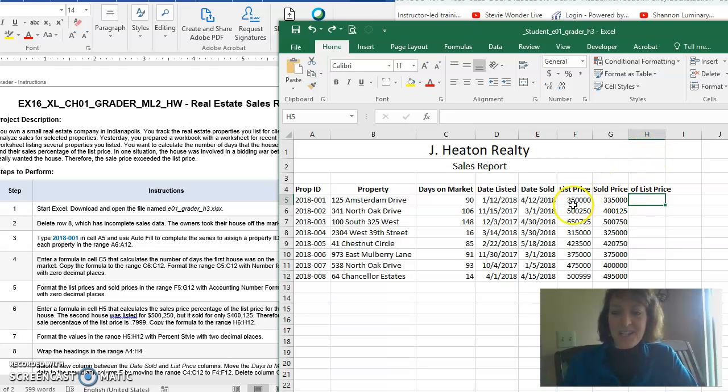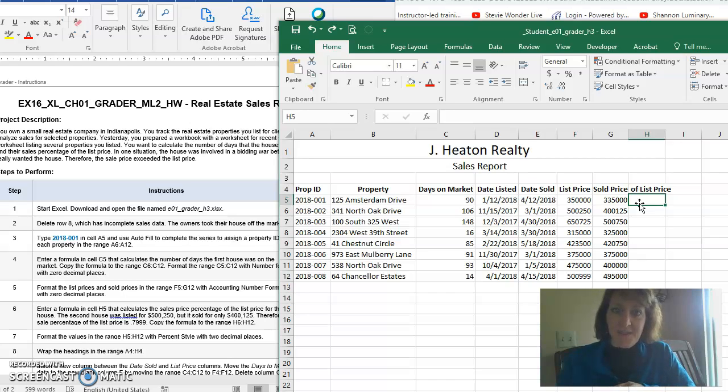So for this one, we want to calculate the percentage of the asking price that this house got when it sold. The sellers were asking for $350,000. They only got $335,000. So they came close, but they did not get the full amount that they were asking for. Now I'm ready. Let's go ahead and create this calculation.